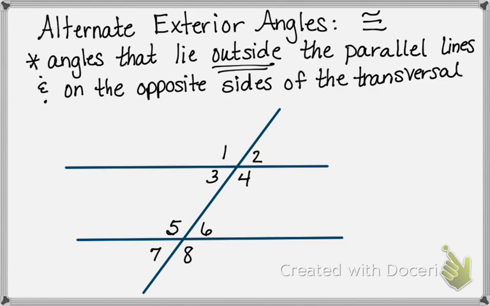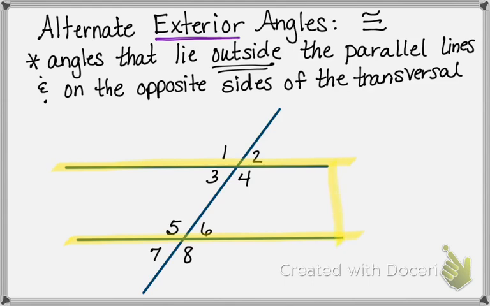In alternate exterior, think about what the word exterior means: outside. And then alternate is every other or across from. So we're talking about angles that are outside the parallel lines this time. So let's think about where that is. If we look at our parallel lines again, here's a parallel line, here's a parallel line. We're looking at angles outside of that.